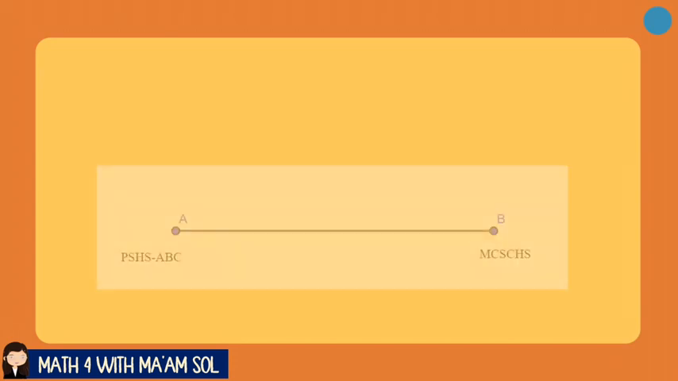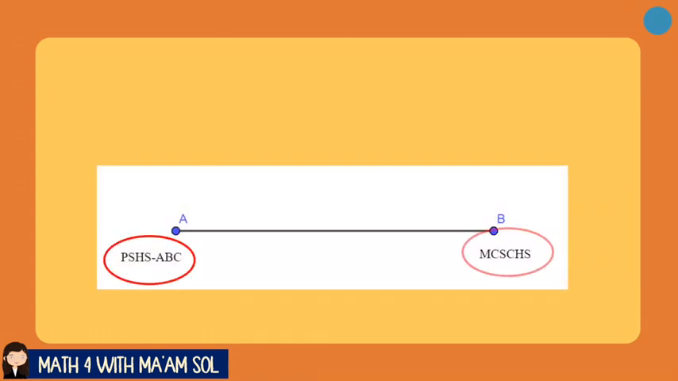Let's say there are two schools, PSHS ABC and MCSHS, on both ends of a straight road. The jeepney drivers catering to the needs of the students and teachers of these schools cannot come to the road joining them, so they decided to stop at any point that is equidistant, or of equal distance, to both schools for fairness' sake. But where are those points located? Let us help them solve their problem.